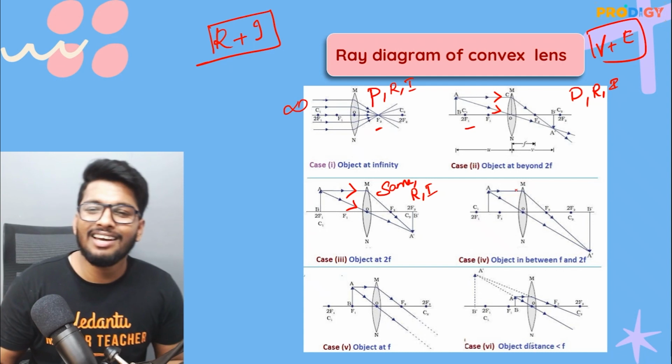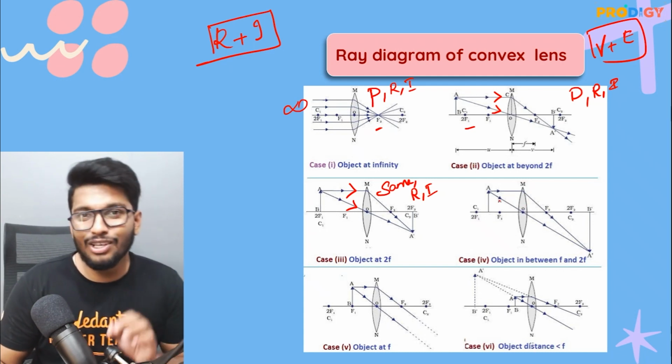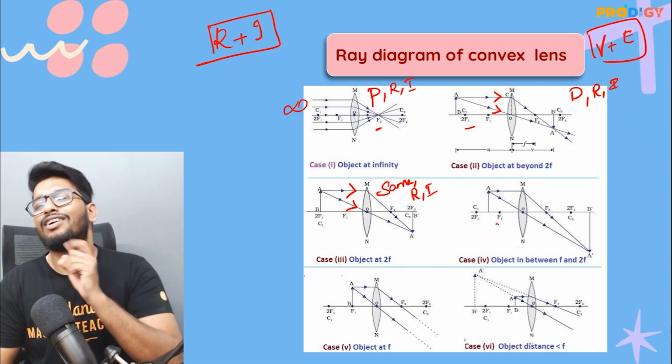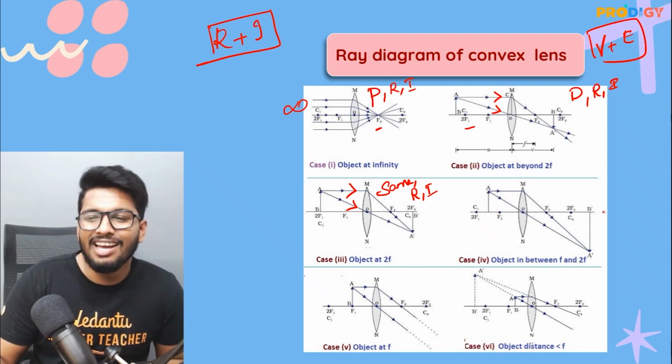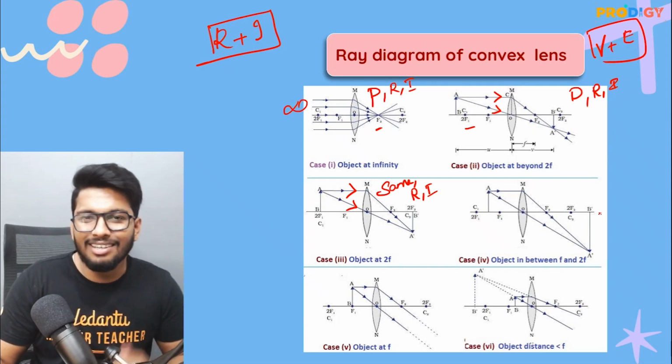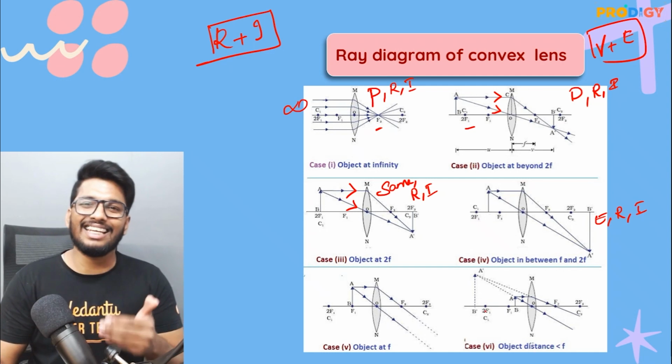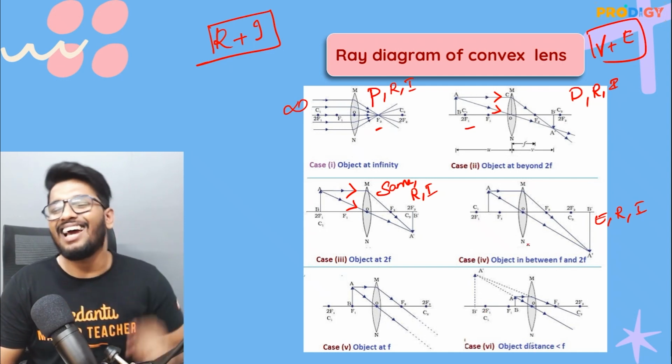Moving on to the next one, bringing it closer even. Now the object is placed between 2f1 and f1, and the image is formed beyond 2f2. And if you look at the size of the image, this is the first condition out of all these that we have seen. You're going to get an enlarged image, but real and inverted. ERI. Enlarged, real, and inverted.